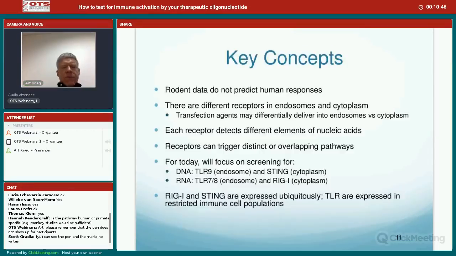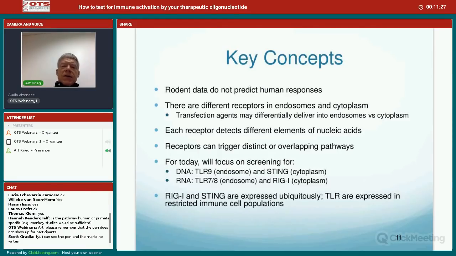And okay, good. So some quick key concepts here. Rodent data do not predict human responses. There are different receptors in the endosomes and the cytoplasm. And one point I'm not going to talk a whole lot about, but I think it's worth keeping in mind: there's some evidence, although I haven't found it published, but people have told me that they believe that some transfection reagents will preferentially deliver an RNA or DNA payload into the nucleus or into the cytoplasm. Just something to be aware of. You might want to screen several different transfection reagents when you're doing experiments where that could matter.